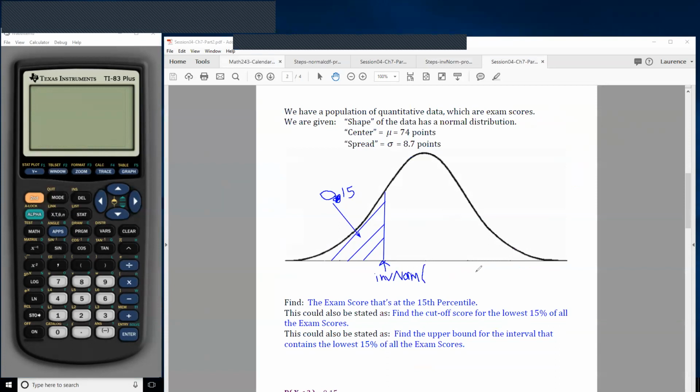It'd say the area to the left. Well, that's where my sketch comes in, of all the data values. I see the area to the left is 0.15. Let's see if I can make this look a little better than what I wrote on my sketch. 0.15, comma, and then it just needs to know the center and spread. So the center is 74, and the spread is 8.7. So it just needs 3 inputs: area to the left, center, and spread. So let's go ahead and punch that in.